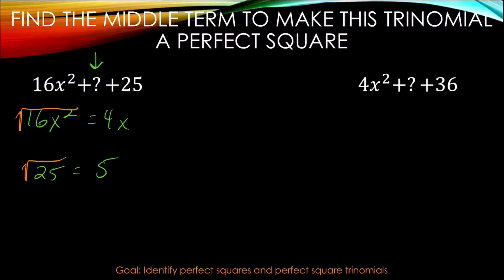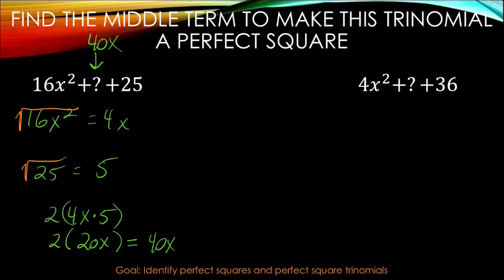So what I'm going to do is multiply these together and then double them. So 2 times 4x times 5 gives me 40x. That's what would have to be right here for this to be a perfect square trinomial.